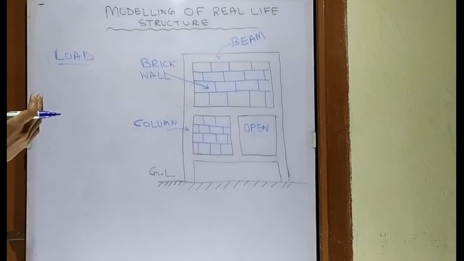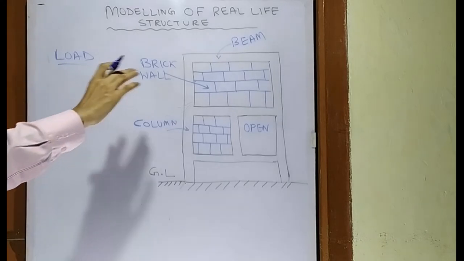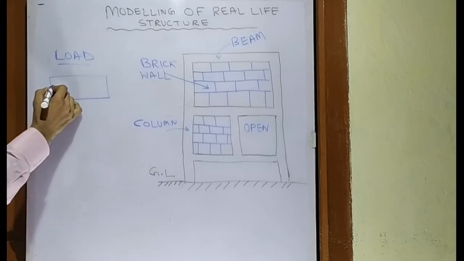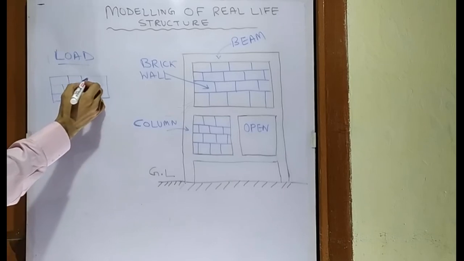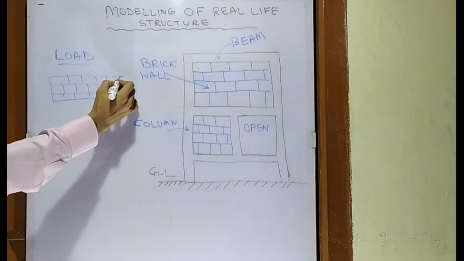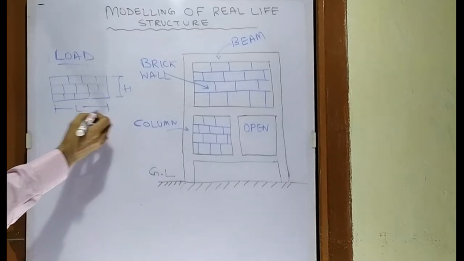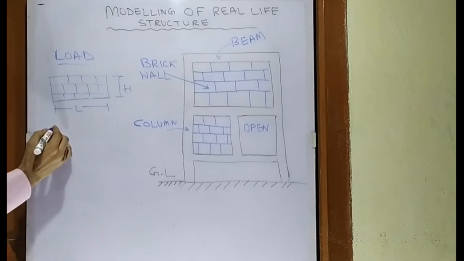There are macro approaches and micro approaches, which are research topics. We will not go into that detail, because in general construction we just take the brick masonry. Let's say this is the brick masonry. This is the height of the brick wall and this is the length of the brick wall. So what will we do? We will just find out the total weight of this brick wall.